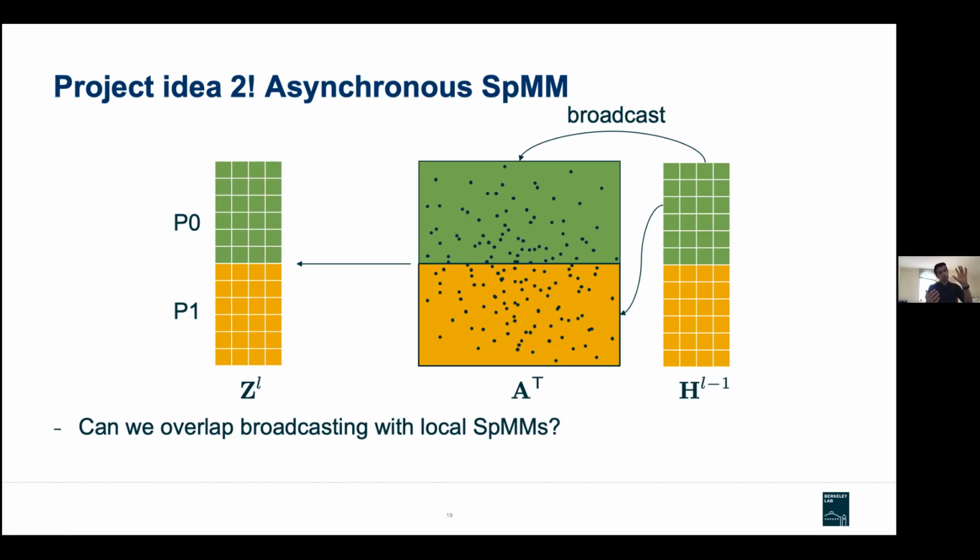So essentially what that means is while process 0, for instance, is doing a local matrix multiply, it's also simultaneously receiving a block row of H that it'll need for the next local matrix multiply. And so by overlapping these broadcasts with local SPMM operations, we might be able to, in the ideal case, reduce the total running time, but in general, we might be able to get some substantial speedup here. So those are our two main project ideas.